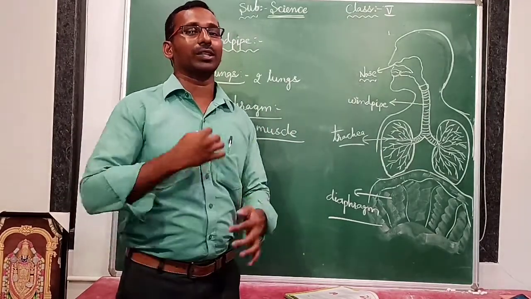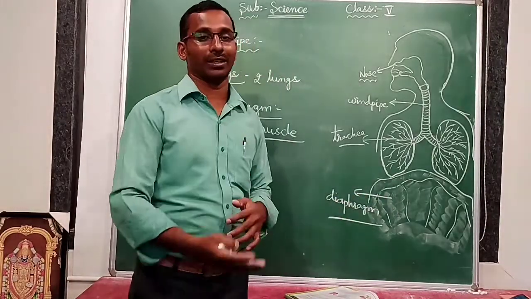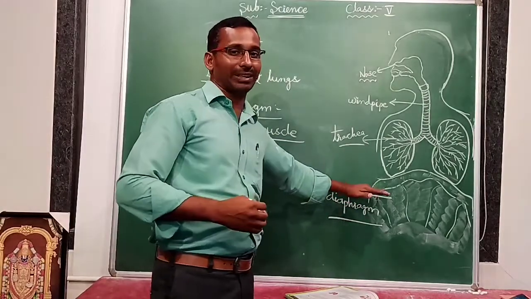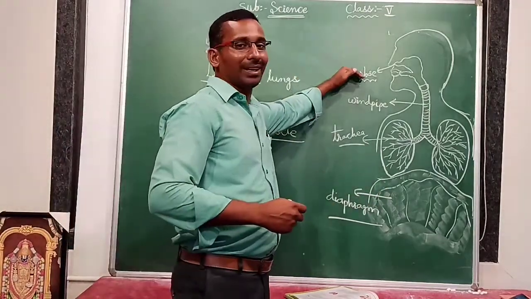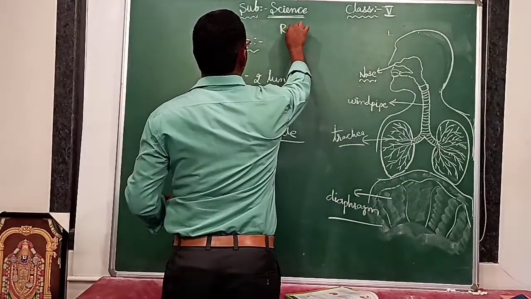So this is a continuous process. That is why the diaphragm works continuously, even when we are asleep. This is the work of the diaphragm muscle. These are the four main parts in our respiratory system. Respiratory system. Is it clear?